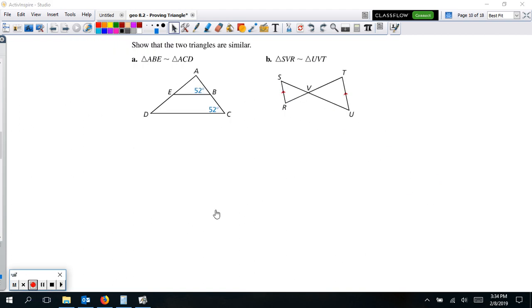Okay, here's another example from the book. Just take a look at this. Show that the two triangles are similar. And this gives you a similarity statement. So we want to actually explain and show this.